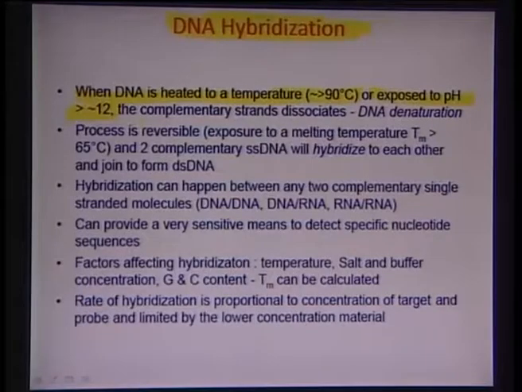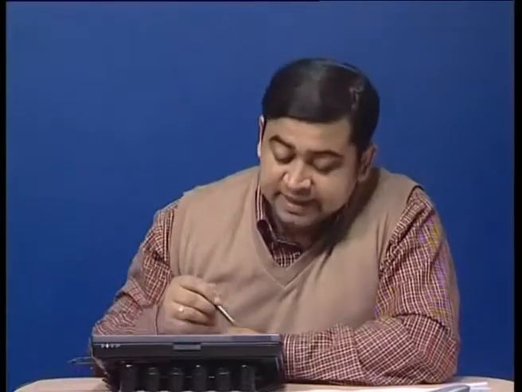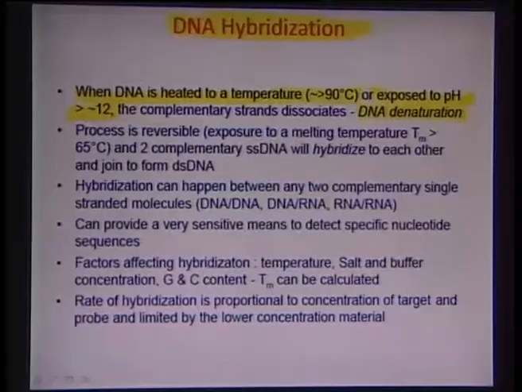This process of DNA splitting apart is also known as DNA denaturation. This process, however, is reversible. Once it happens, exposure to a melting temperature Tm greater than, let's say, 65 degrees Celsius, but again less than 90 degrees, would result in the two complementary single stranded DNA structures joining back together. This we know as hybridization.